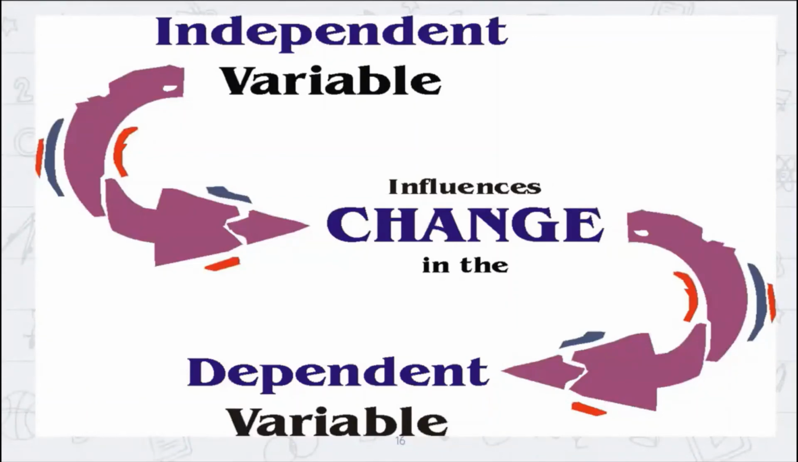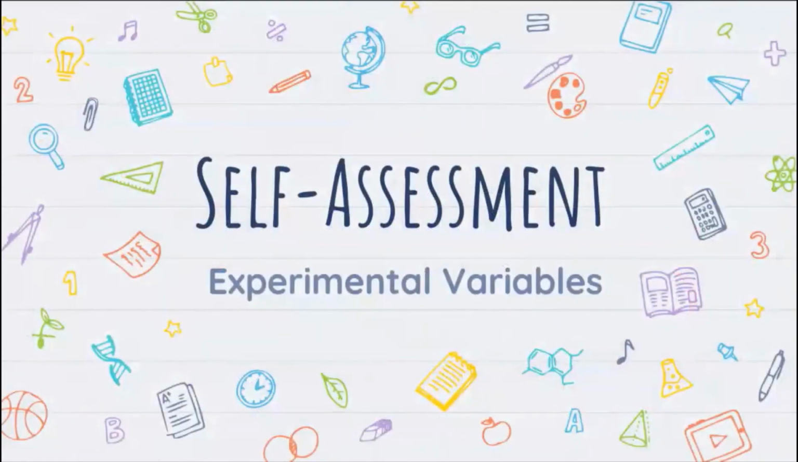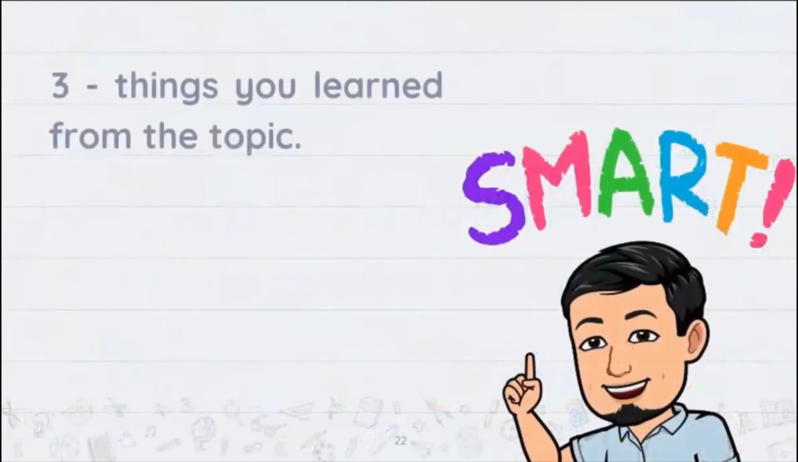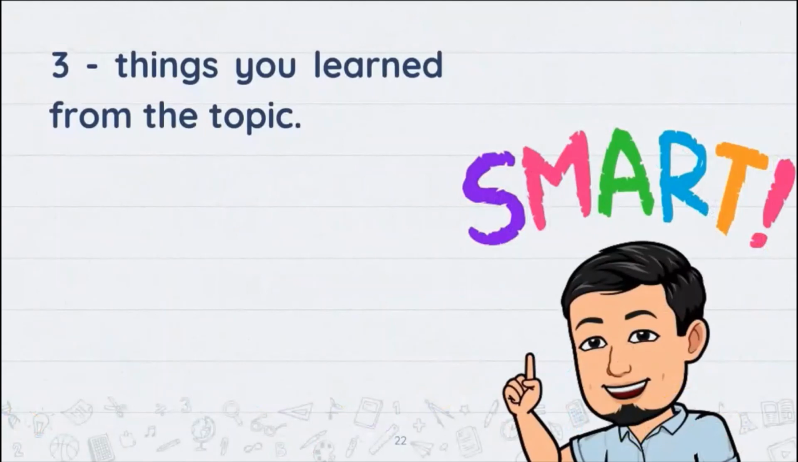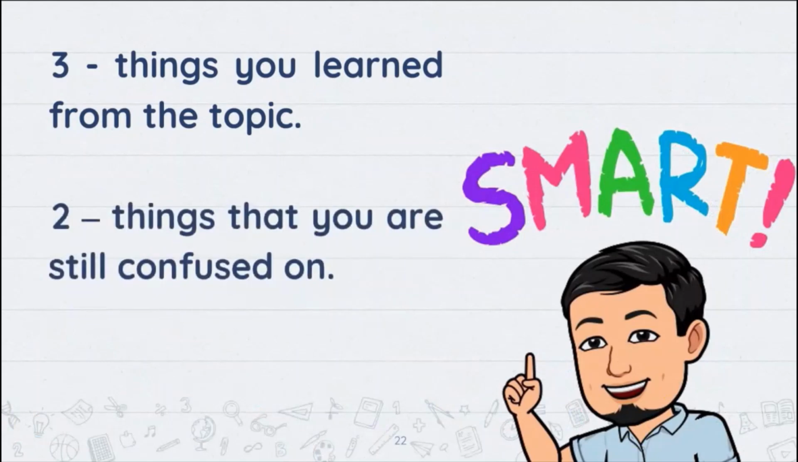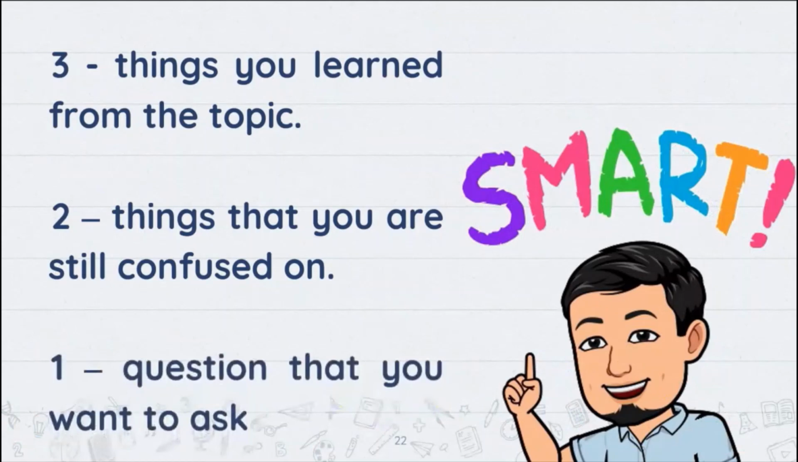Now, let us check your understanding about our topic for today on experimental variables by taking the self-assessment. On your notebooks, I want you to list down 3 things that you learned from the topic. After that, list down 2 things that you are still confused about related to our topic. And lastly, list down 1 question that you want to ask related to our topic. These things will be discussed during our synchronous session, so make sure to write them down on your notebooks.